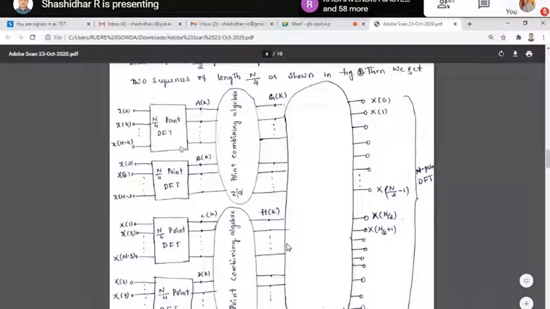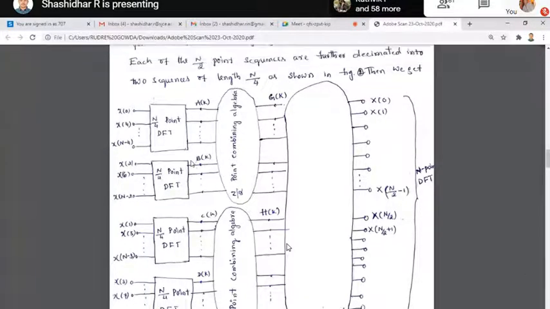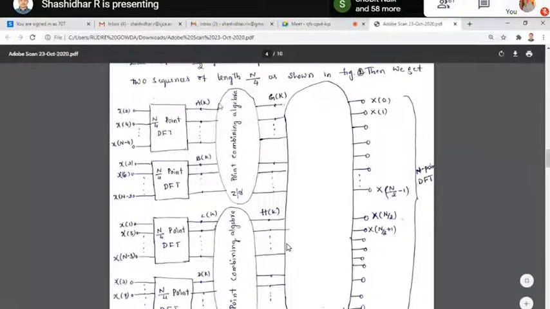See, in the second stage what we do here: this is even, and both are even and both are odd. The even part is again divided into 2. So again you divide into 2 under x(0), x(4), x(N−4), which is the N/4-point. Another N/4-point has x(2), x(6) and x(N−2). This is the N/4 combining algebra. So here we combine and then we get the output.